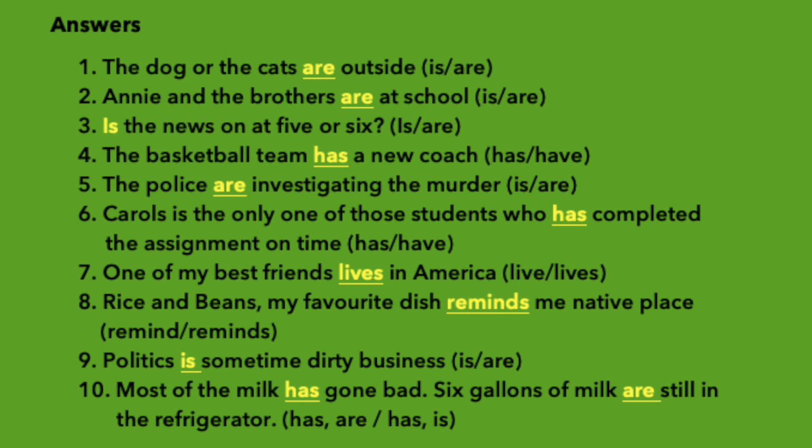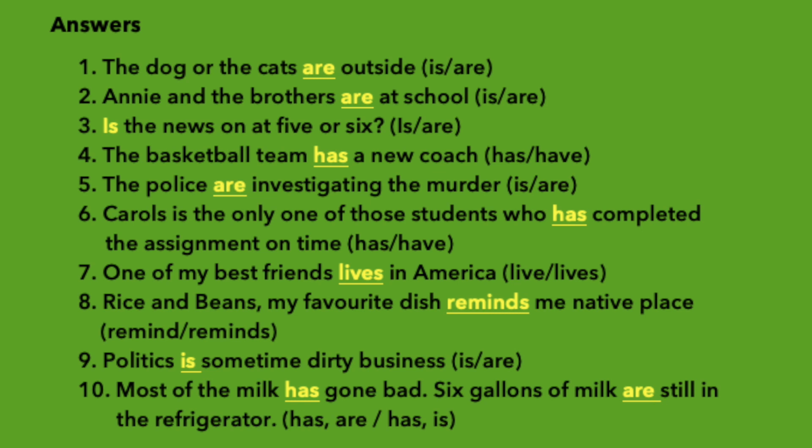The basketball team dash a new coach: has, because the subject is basketball team. It is singular even though they are talking about a group of people. Next one, the police dash investigating the murder. The police are investigating the murder. Usually police is plural. To talk about an individual member of the police, we can say policeman or policewoman, or the gender neutral term police officer. Here we use police, so we have to add "are" with the police.